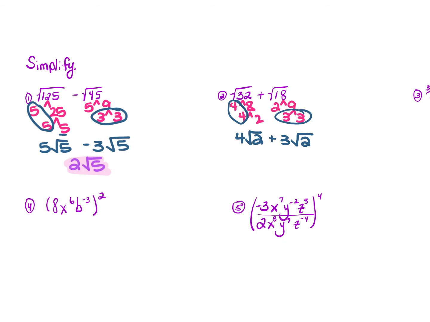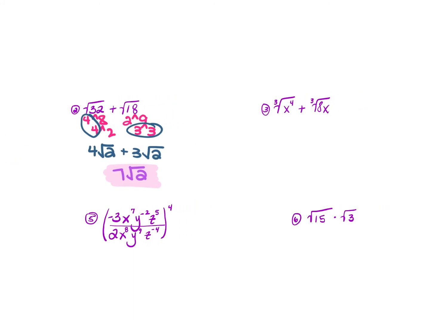Same concept as the one before this. These two are considered like terms because they both have the square root of 2 attached to them. So combine what's in front of them. 4 plus 3 gives us 7. You keep the square root of 2 attached to it. That's 7 square root 2.